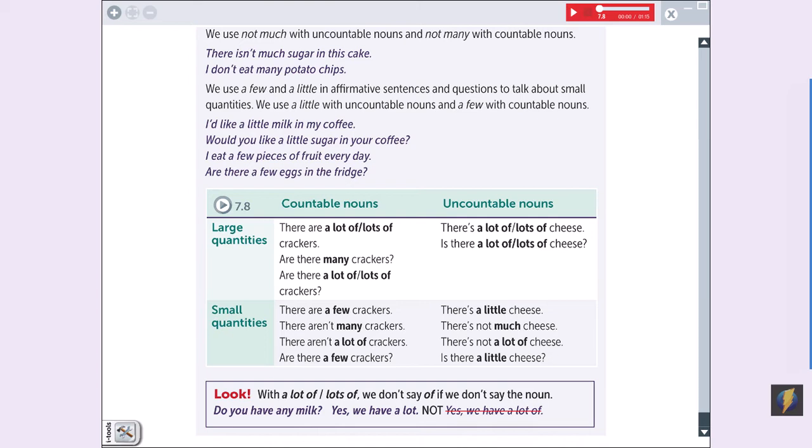I eat a few pieces of fruit every day. Piezas ya lo hace countable. Are there a few eggs in the fridge? So you see that you have negative, interrogative, and questions. So this is summary. Okay.